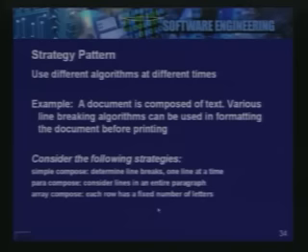Now we will quickly look at another pattern called the strategy pattern. You should be able to use different algorithms at different times, different strategies at different times. For example, a document is composed of text, and various line breaking algorithms can be used in formatting the document before printing. You could have simple compose, determine line breaks one line at a time, or you could consider lines in an entire paragraph, or each row could have a fixed number of letters, which is array type of composition. These different strategies you can use for justifying your text document.